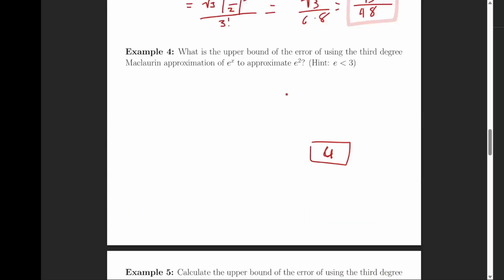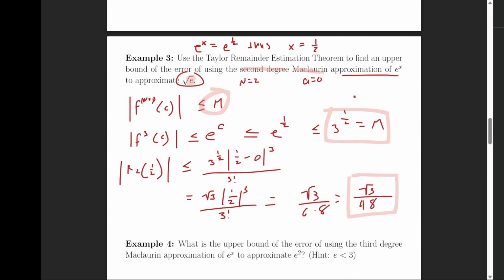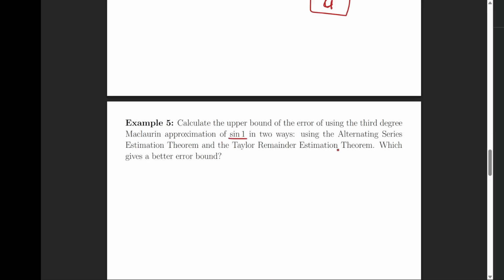I'll do this one, because this one's e to the power, so it's the same process as this, but I'll do this one because it's sine 1, and it's different, so you can see it, right? So this one's asking us, using the third degree Maclaurin approximation of sine 1, using 2 ways: the alternating series theorem, and then the Taylor remainder. So using AC and Tret, okay?